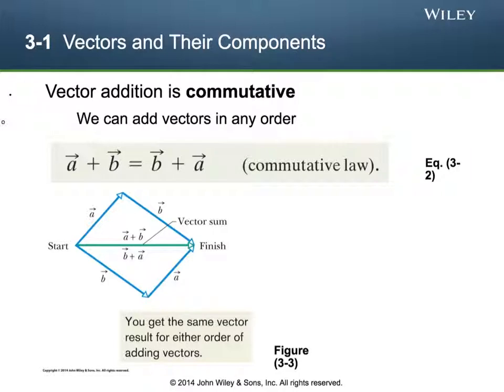Just like the addition of algebraic quantities, there's a commutative property. Well, there's also a commutative property of vector addition. What that tells us is that if we have A plus B, that's the same thing as taking B plus A. So in our graph, if we drew A and then drew B, we would end up at the same point if we were to first draw B and then from B draw A. It gives us the same resulting displacement.